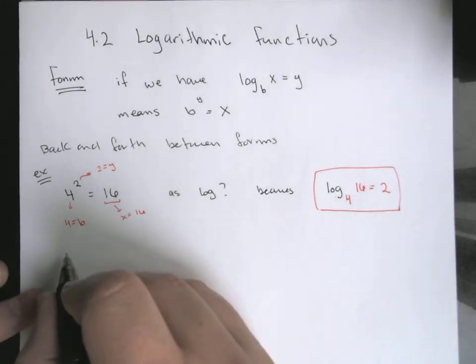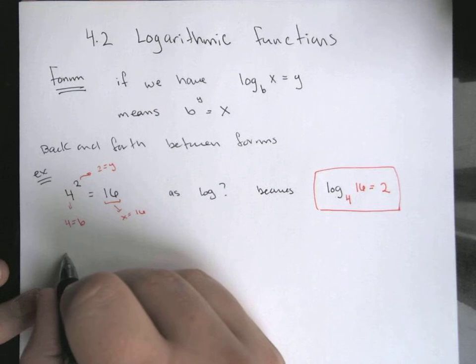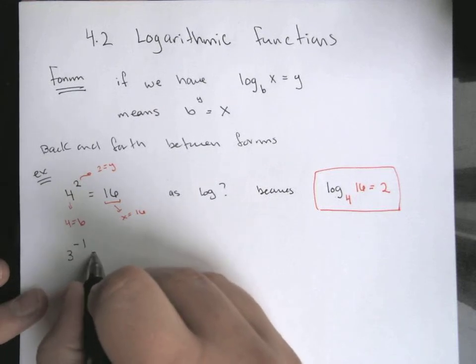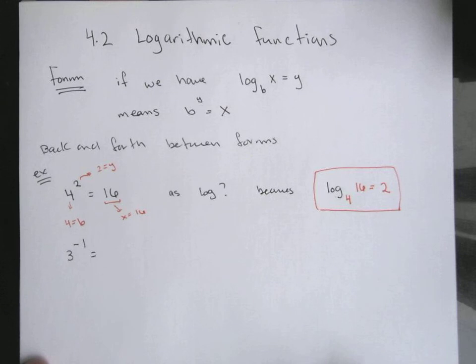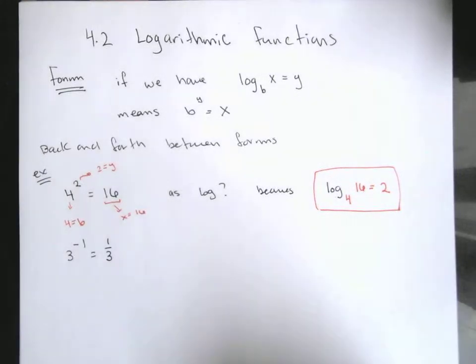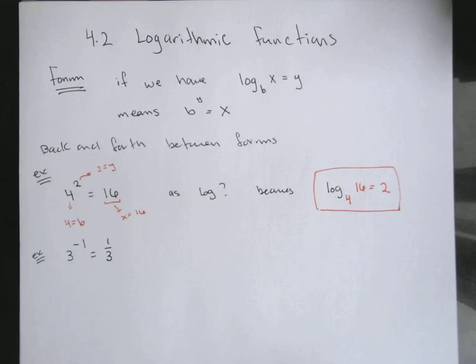Let's take another one. Let's say I start changing up the powers a little bit, right? What about something like 3 to the negative 1? So what the heck do we get if we do a negative 1 power? Well, what we get is 1 over 3 to the 1, 1 over 3. So that's going to be 1/3. So the exponential version is 3 raised to the negative 1 equals 1/3.